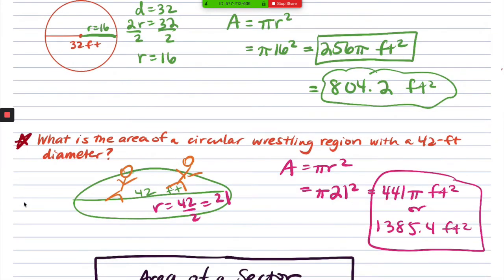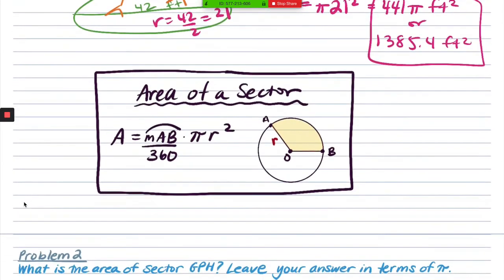Okay, so hopefully you got 441 pi feet squared or 1385.4 feet squared. You had to divide 42 by 2 to get the radius of 21. All right, moving on.